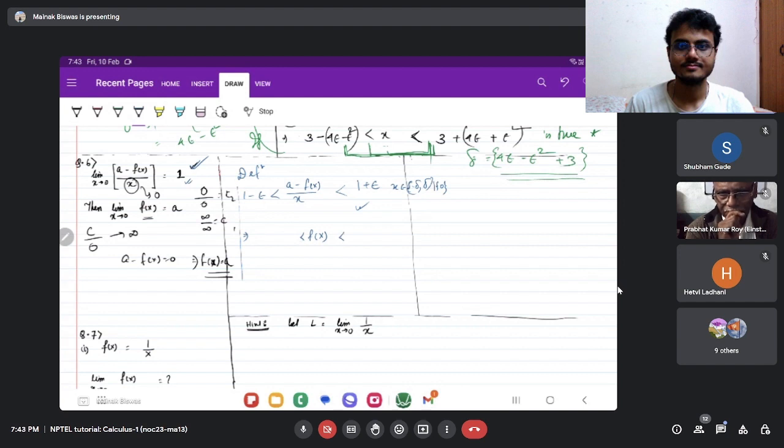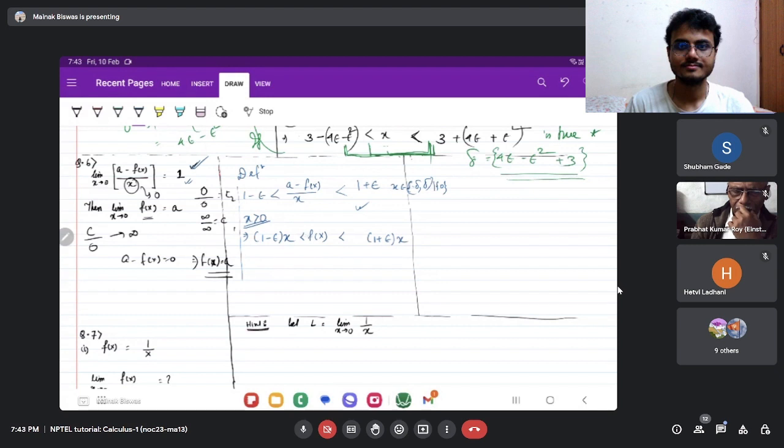We need the limit of f of x. So this would be 1 plus epsilon times x. This is for x greater than 0, just remember that, because we are multiplying by x throughout. If we multiply by x for x less than 0, what will happen to the inequalities? They will flip, right? So this is for x greater than 0. I multiply by x, cross multiply. This is a valid argument.